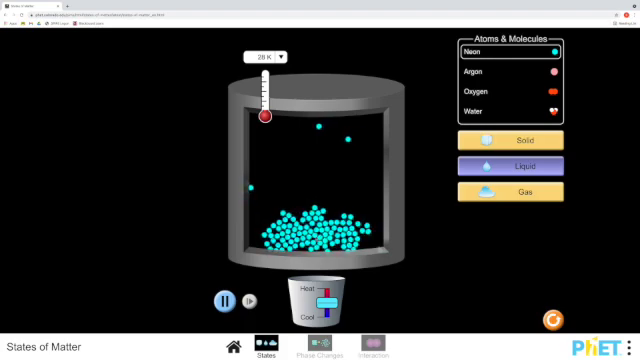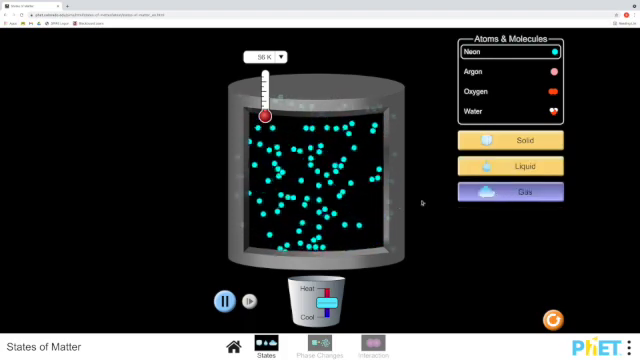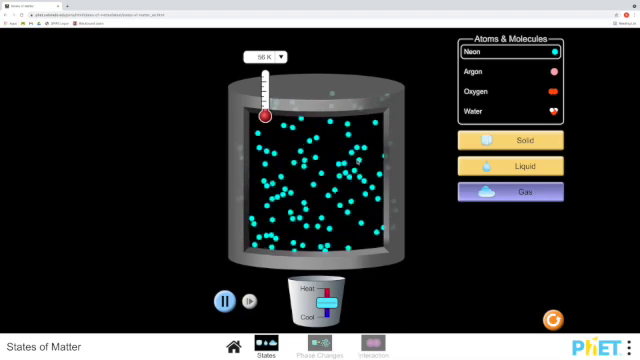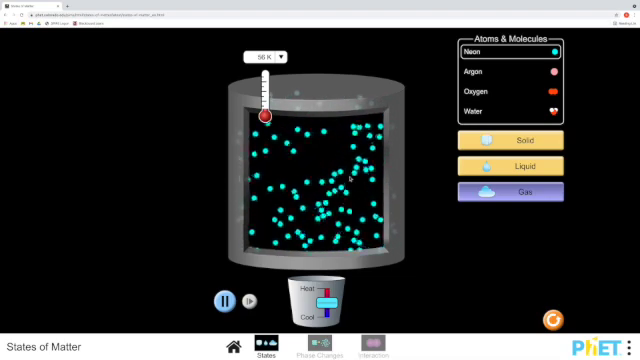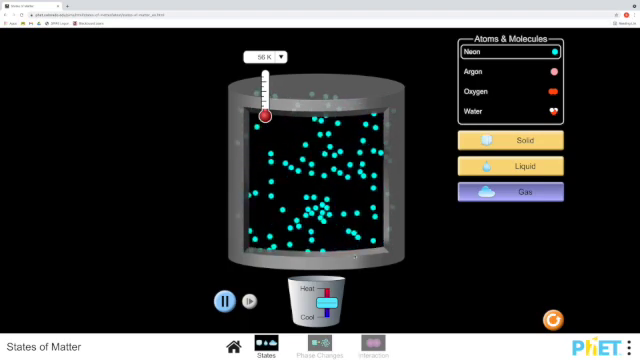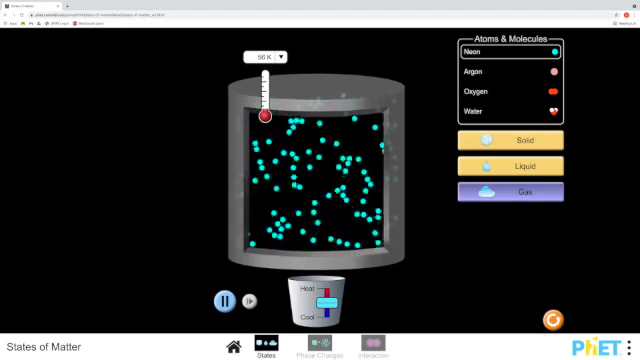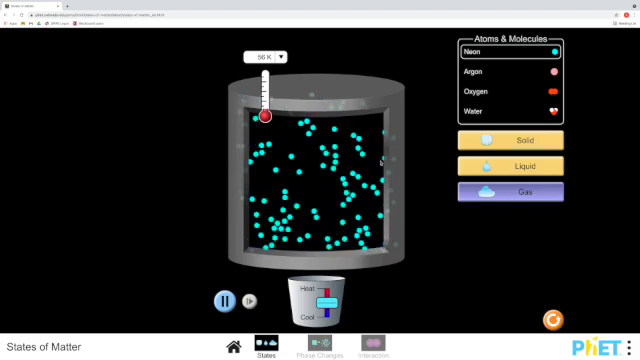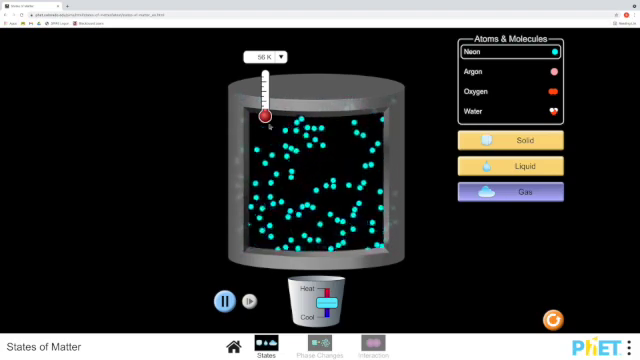Now, if we add even more energy to the atoms of this liquid, they're going to start moving faster, and that's going to enable them to move farther apart. Now they have so much energy that they're not stuck next to each other. Gases can fill not only the bottom part of a container, but the whole container itself.